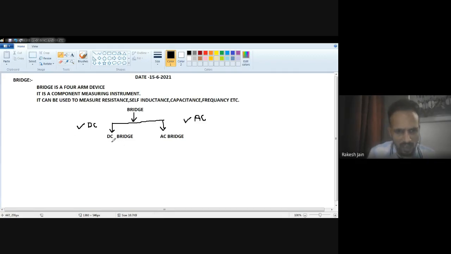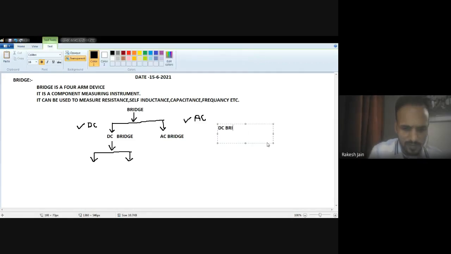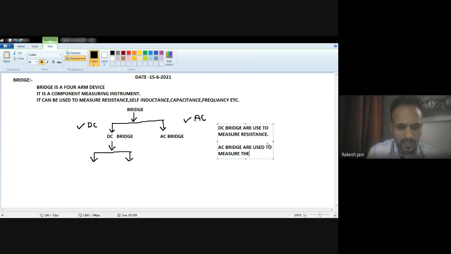Now the third thing: how many categories of DC bridges are there? DC bridges are basically used to measure resistance, whereas AC bridges are used to measure reactance, like capacitance and inductance. These are the reactive part of the circuit. That's why they can be used to measure the reactance.